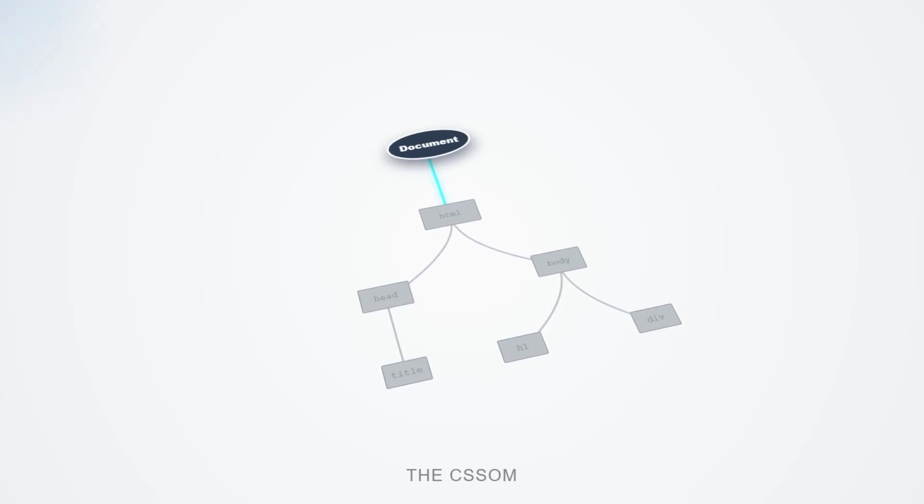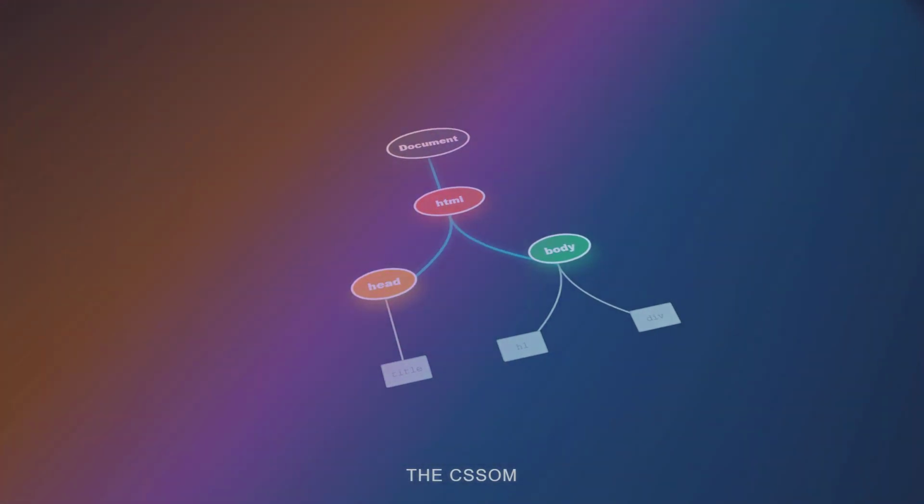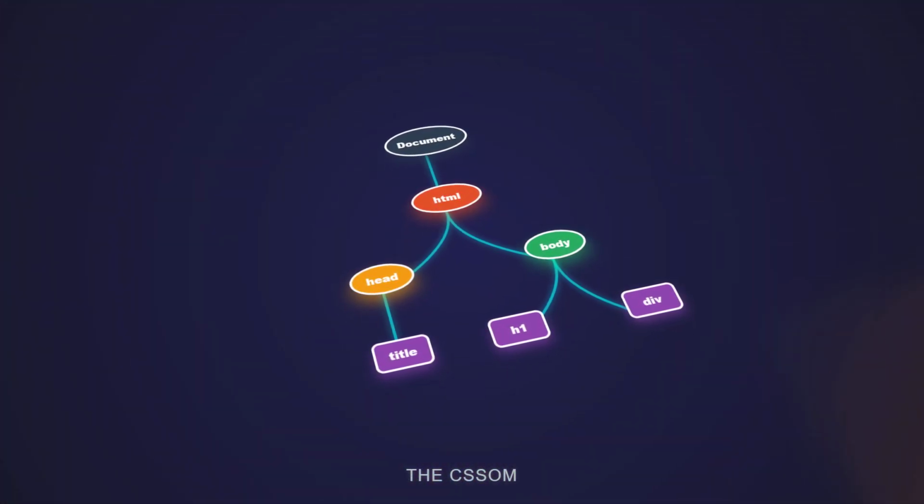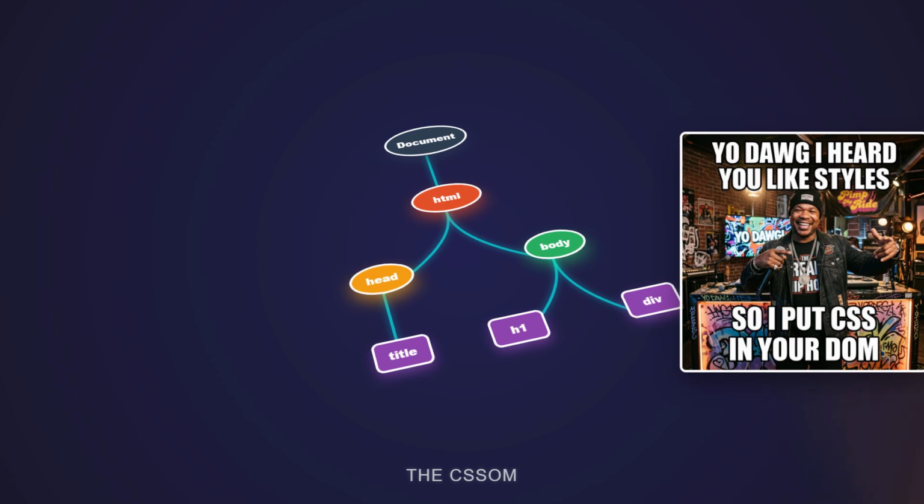The browser then parses the CSS to create the CSSOM. That is the CSS object model. This is where the style happens. If the DOM is the skeleton, then the CSSOM is the skin, the hair, and a fancy outfit. The browser figures out exactly which styles apply to which elements.